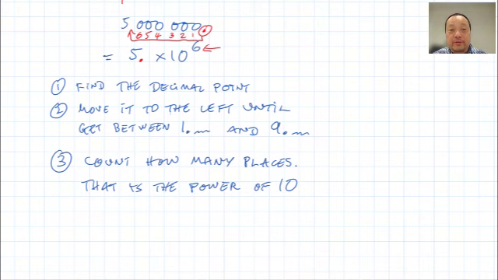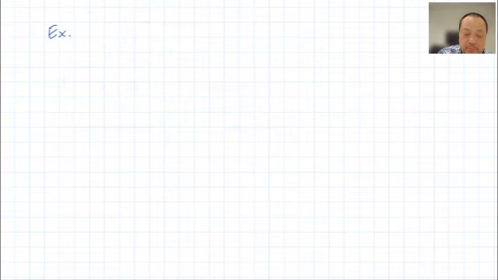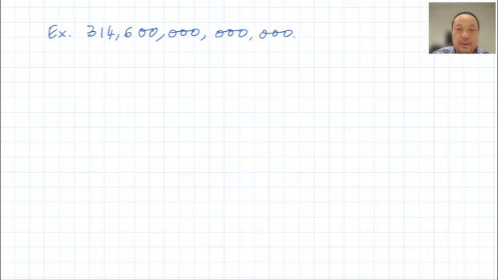So in the example of 5 million, I counted that I'm moving 6 places, then the power of 10 is 10 to the 6th. Let's do a very long number. So go ahead and hit pause and try this, and then come back.